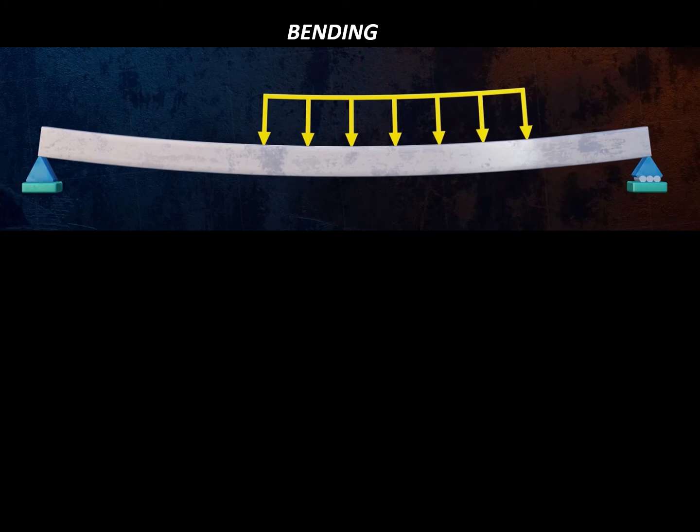And when it does this, the top of the beam is loaded in compression. So the fibers in the wood are being pushed together. But the bottom of the beam, those fibers are being pulled apart. So that's loaded in tension. So you've got both compression and tension loading on this one beam.